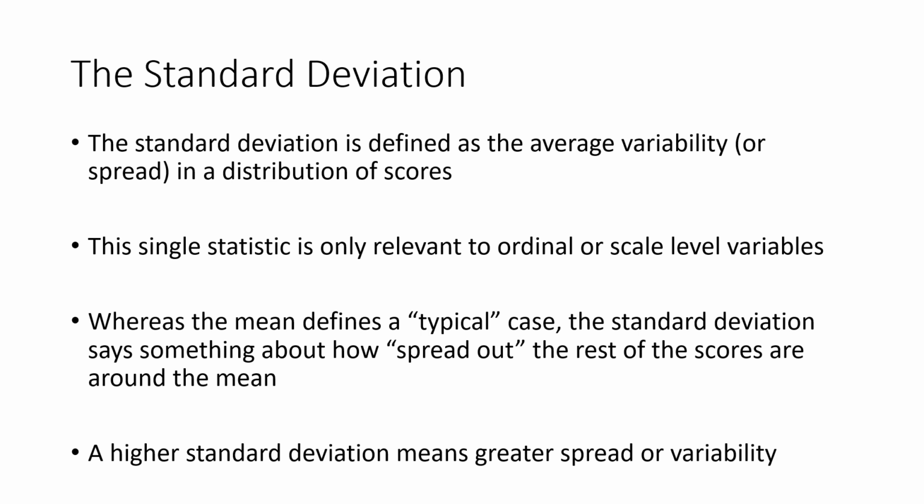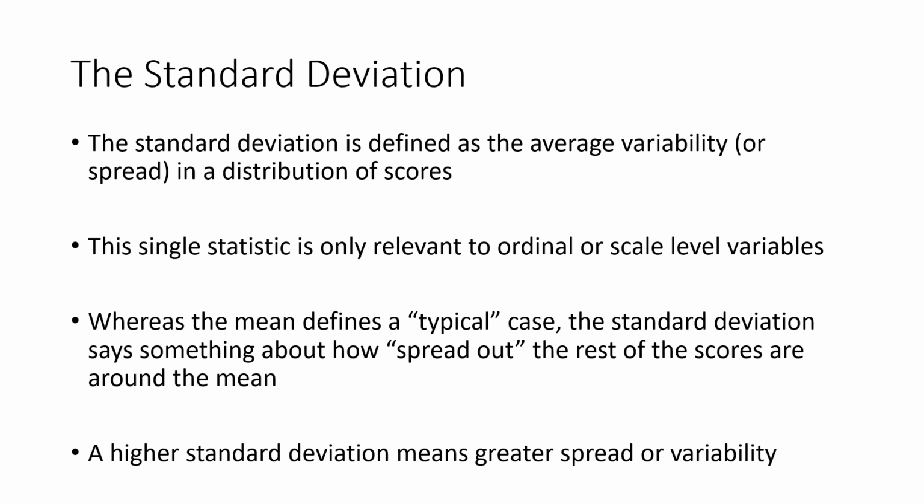It starts at the mean and it asks, relative to the mean, how far away is every other score in that distribution. So if every other score is closely clustered around the mean, in other words, there's not much variability or spread, then you will have a low standard deviation. But if the scores are far from the mean, either to the right or to the left of the mean, then you will have a higher standard deviation.